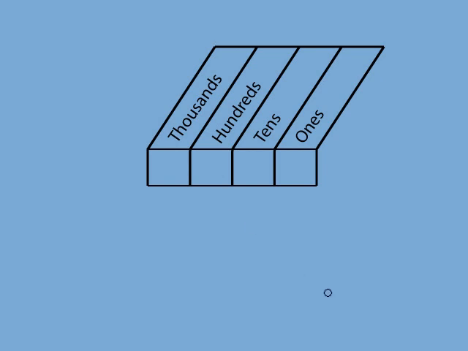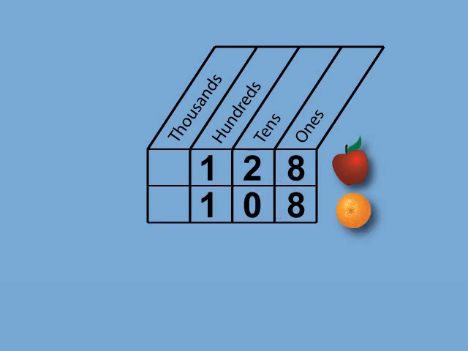We are told that there are 128 apples. As you can see, 1 is in the hundreds place, 2 is in the tens place, and 8 is in the ones place. We are also told that there are 108 oranges, so we place the digits here. The 1 is in the hundreds place, the 0 is in the tens place, and the 8 is in the ones place. To determine which number is greater, compare the place values of the digits.